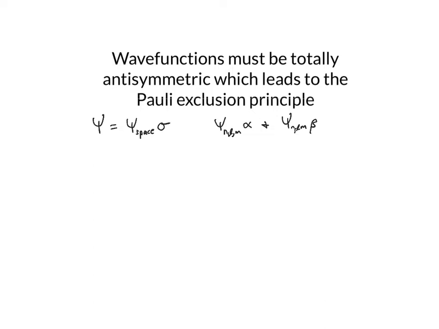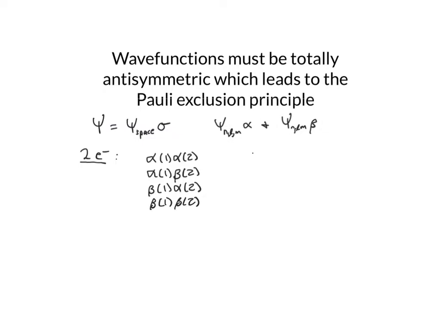So if we think about our possible spin wave functions for two electrons, and remember that our electrons have to be indistinguishable, then we have the possibility of having electron 1 with spin up and electron 2 with spin up. We could have electron 1 with spin up and electron 2 with spin down, or electron 1 with spin down and electron 2 with spin up, or we could have both electrons being spin down.